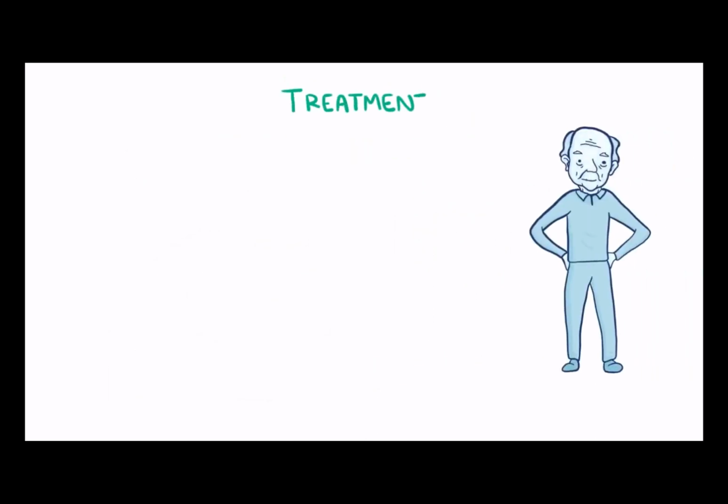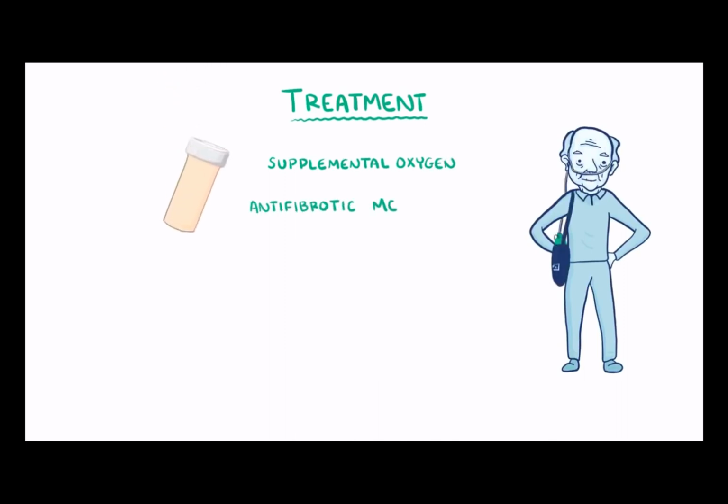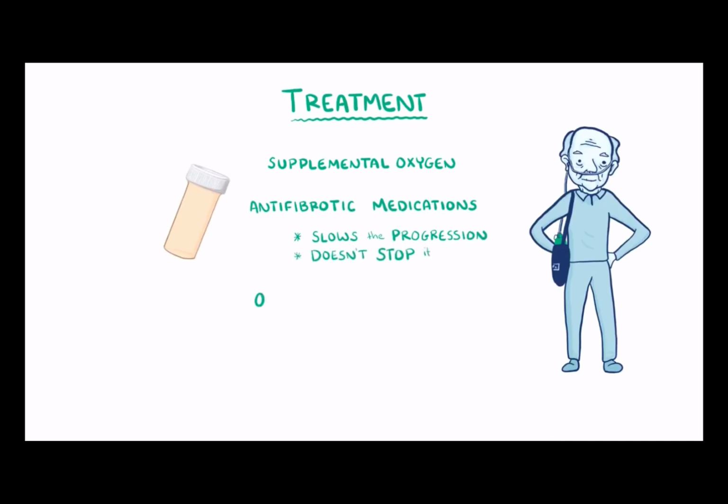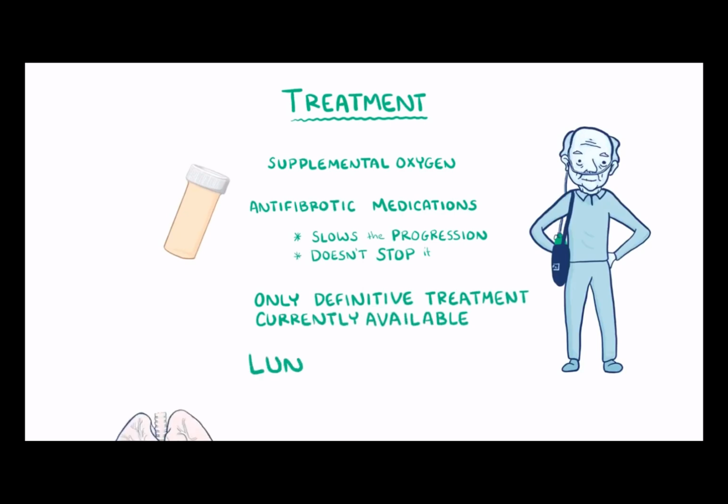Treatment options for idiopathic pulmonary fibrosis include supplemental oxygen. And although there are some antifibrotic medications, they generally slow the progression of the disease rather than stopping it. Unfortunately, the only definitive treatment currently available for severe situations is a lung transplant.